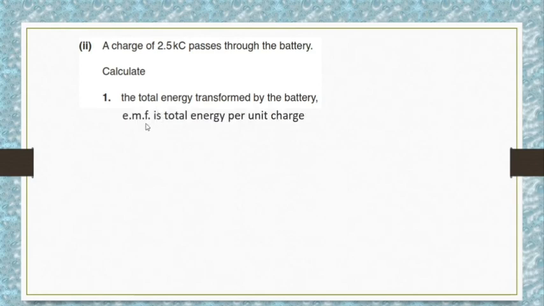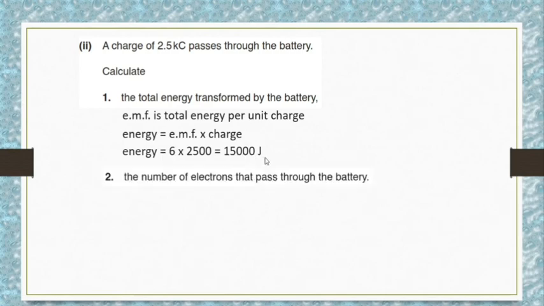From the definition before, EMF is the total energy per unit charge. So when we want to find the total energy, it will be equal to EMF multiplied by the charge. The EMF is 6 volts and the charge is 2.5 kilocoulombs. So we will get 1.5 times 10 to the 4 joules.